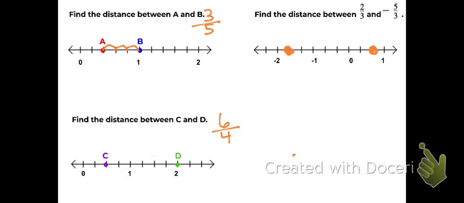Now this is very similar to our other ones. We're just finding the distance between these 2 points. Again, our denominator is 3 because a whole number is divided into 3 parts, and we're just going to hop from 1 point to the next. So 1, 2, 3, 4, 5, 6, 7. The answer is 7/3.